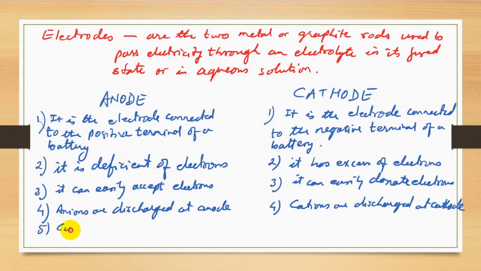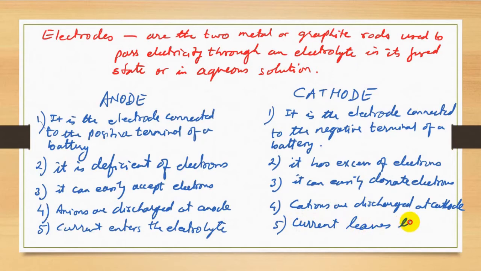So the next point I can write down, number 5: at anode, current enters the electrolyte, isn't it? And at cathode, what will happen? Current leaves the electrolyte.